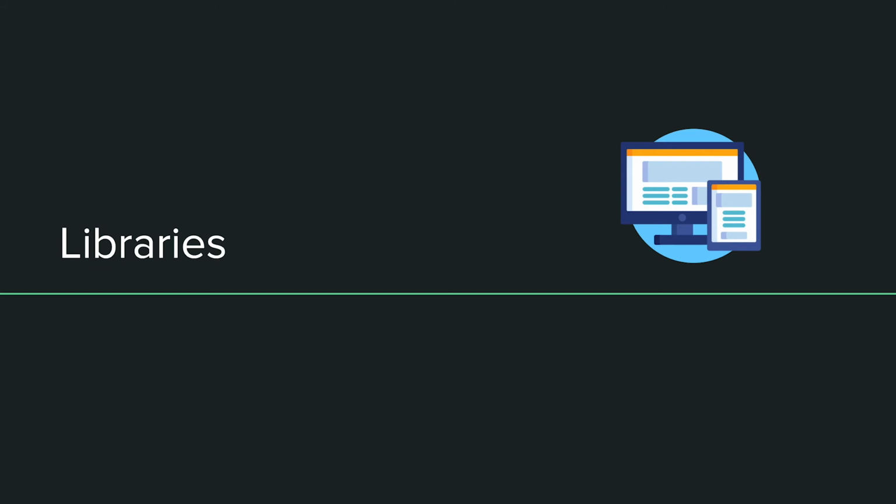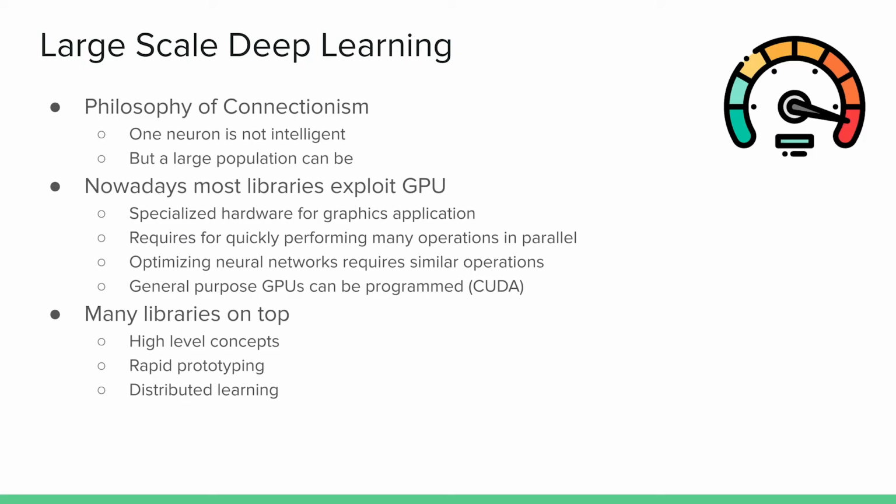So let's talk about a few libraries that we can actually use for training our models. I'm pretty sure you've already started using one of them, so let's go through some of them. Large-scale deep learning has a philosophy of connectionism. One neuron is kind of stupid, but if you have a large population of neurons, they can resemble some sort of intelligence.